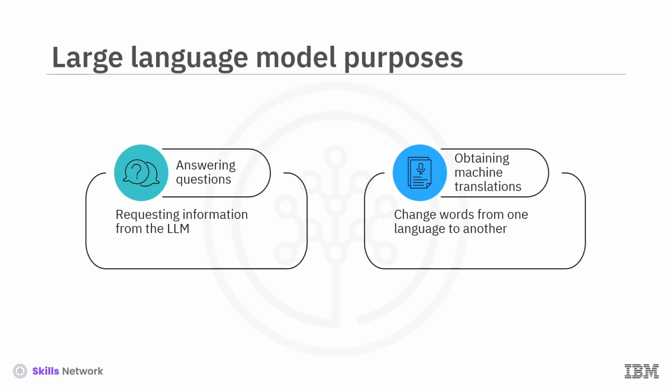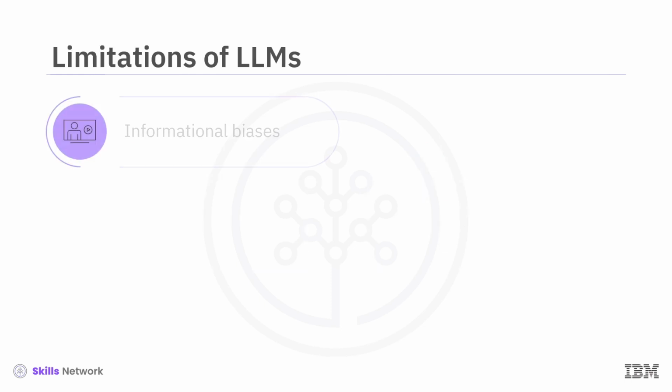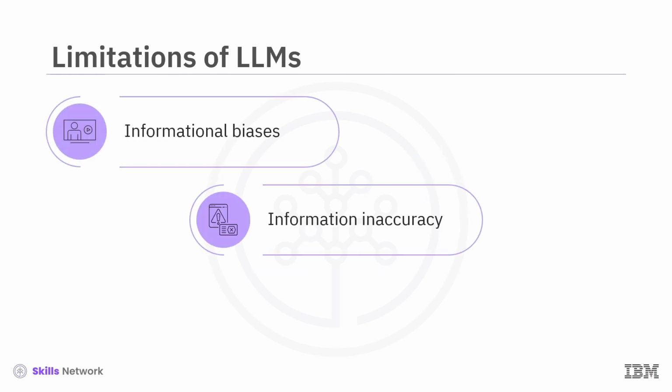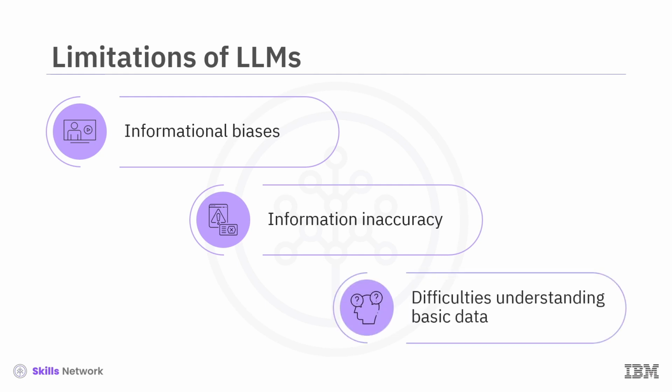While LLMs perform many functions, they can also encounter some limitations. Informational biases, information inaccuracy, and difficulty understanding basic data are some limitations that can occur with large language models. First, let's examine informational bias.